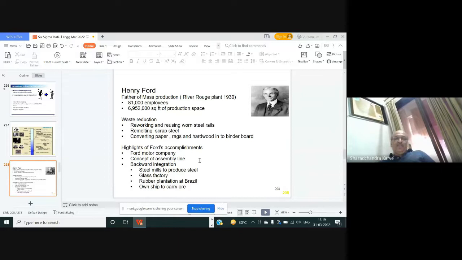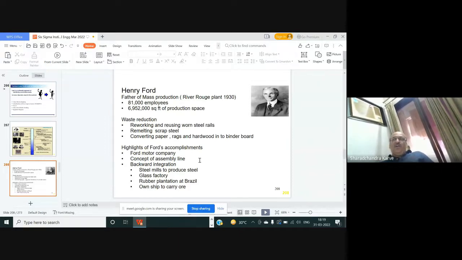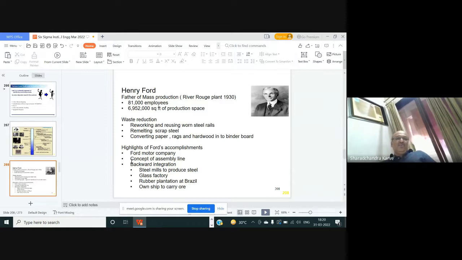Now this concept is very well popular all across the retail, etc. But the concept was introduced by Henry Ford first time in the Ford Motor Company. Then he also talked about backward integration of the processes or backward integration of the material. So as we all know, Ford was a motor company.